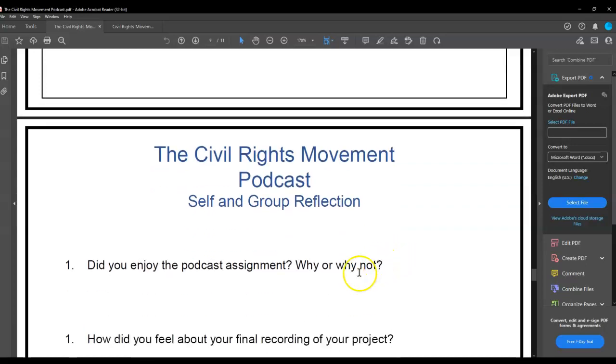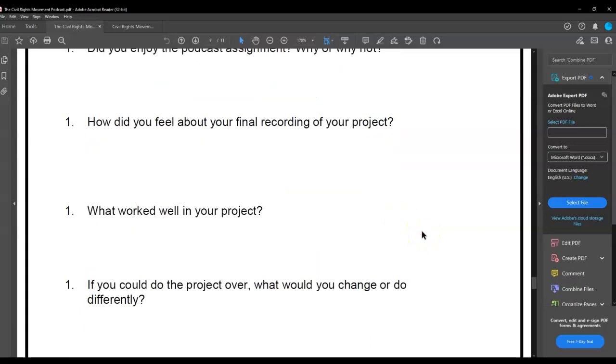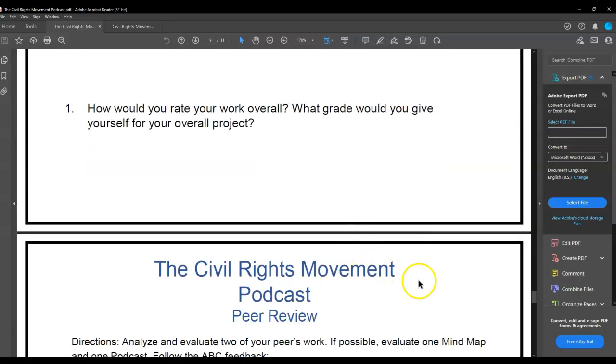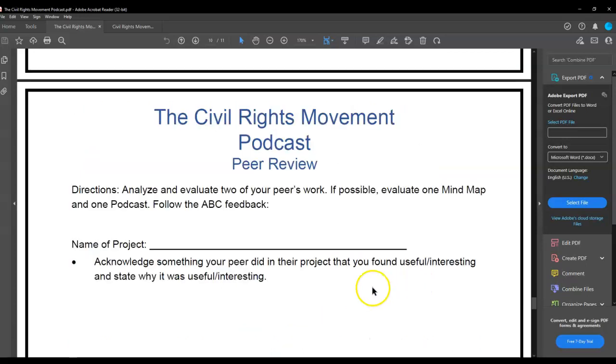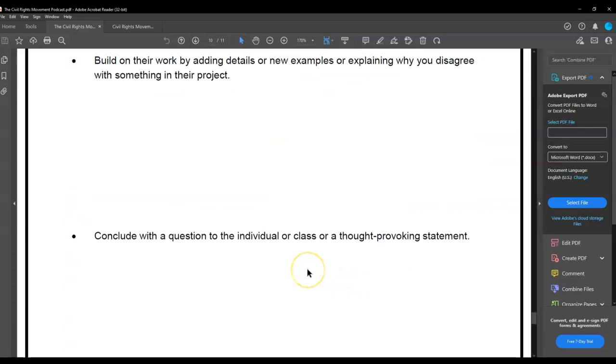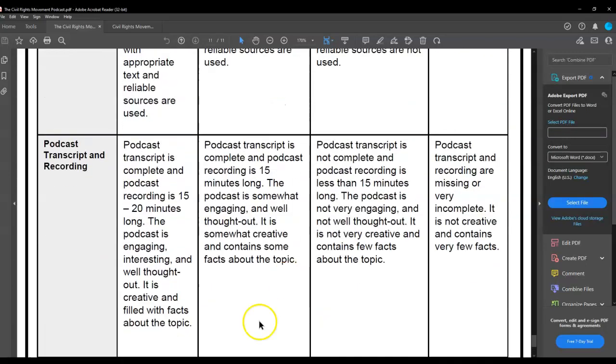And of course they have a self or group reflection. I gave students the opportunity to work with another person if they wanted to, or work by themselves on either the podcast or the mind map, where they evaluate each other if need be, or if they work by themselves, they're just evaluating themselves. Peer review is the same as before, using the ABC model, and then of course with the rubric.